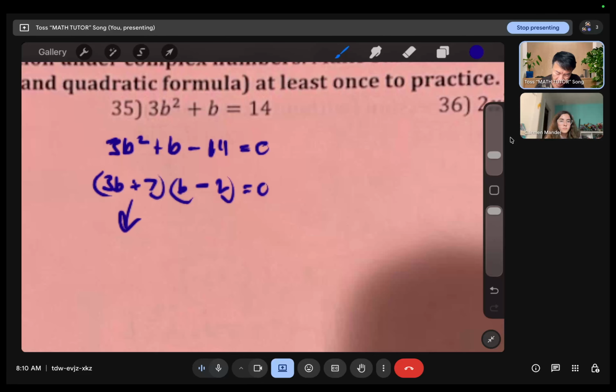Then you set each one equal to 0. Subtract both sides by 7, divide both sides by 3. So b equals negative 7 thirds. b equals 2 in this one. And there's an "or" in between. I don't think your teacher will care for that.